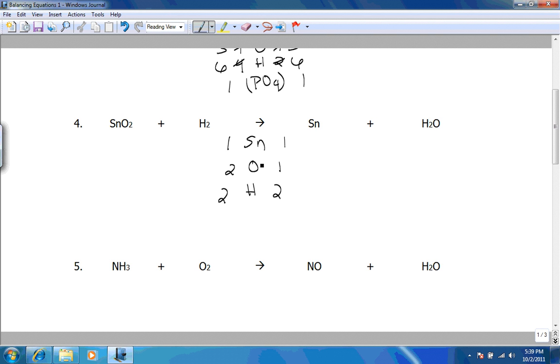Oxygens, we have 2 here, we only have 1 here. That means we're going to have to multiply this by 2 in order to balance out the oxygens. In the process, we ended up getting 4 hydrogens rather than 2 because 2 times 2 is 4. So if we go on this side, the next one down is hydrogens. We have 4 hydrogens. We have 2 on this side. We're going to multiply 2 because 2 times 2 is 4.